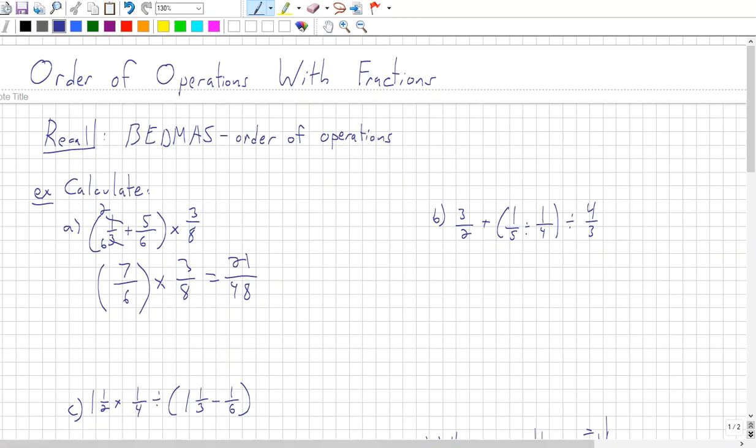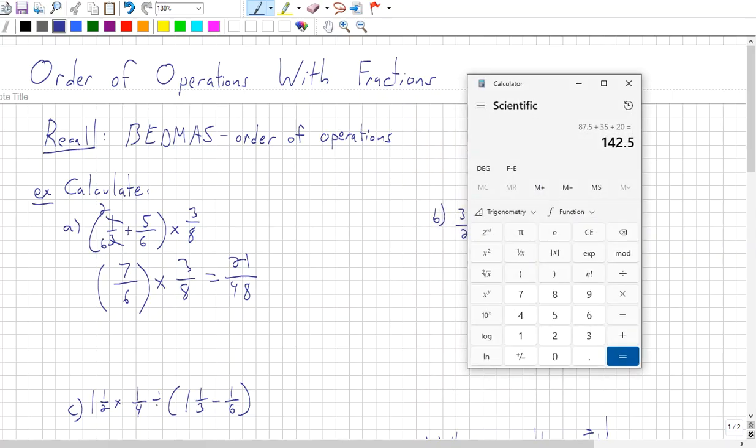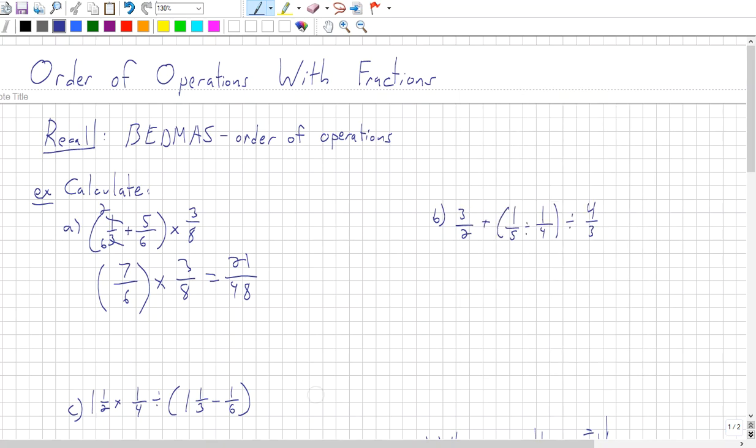Can I reduce that? Yeah, both of those divide by 3, and I can tell that because I just know. So 21 divided by 3 is 7. And 48 divided by 3 is 16. So I get 7/16 as my final answer.